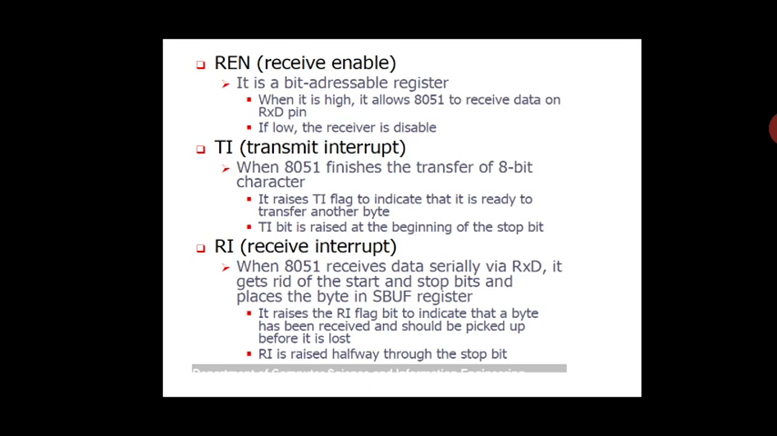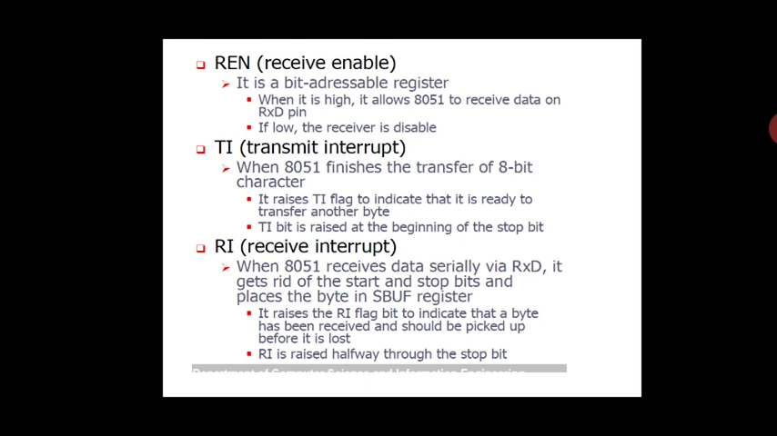Similarly, RI is the receive interrupt. When the 8051 receives data serially via RxD, it gets rid of the start and stop bits and places the byte in SBUF. Some data has arrived at the 8051, it wants to receive it, and it keeps it in the SBUF register. It raises the RI flag bit to indicate that a byte has been received and should be picked up before it is lost.